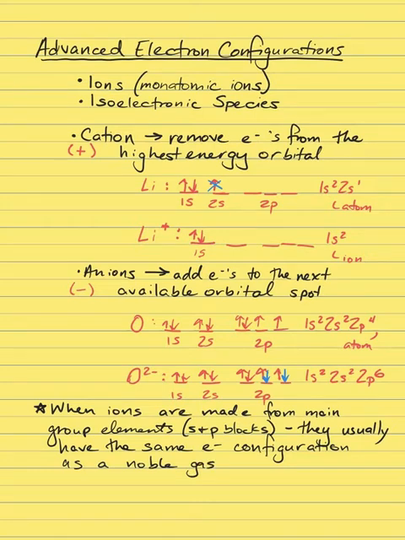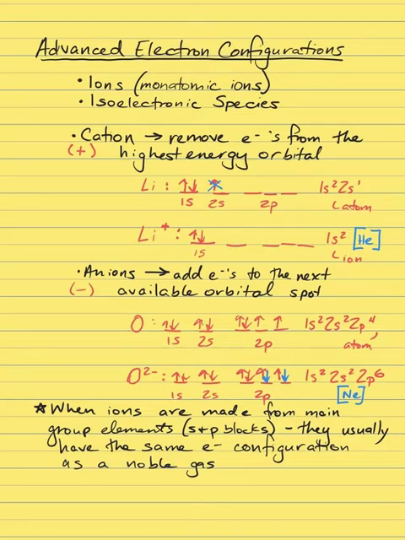When ions are made from main group elements, they usually have the same electron configuration as a noble gas. So if we go back up and look at our examples above, lithium, using a noble gas configuration, would have the same electron configuration as just helium. Oxide ion would end up having the same electron configuration as neon.